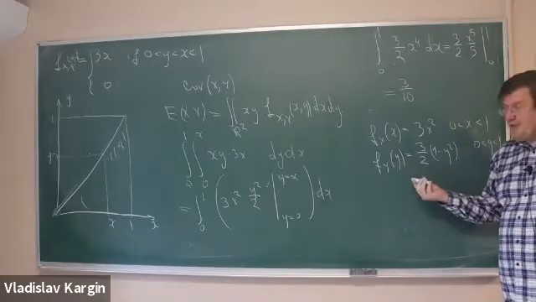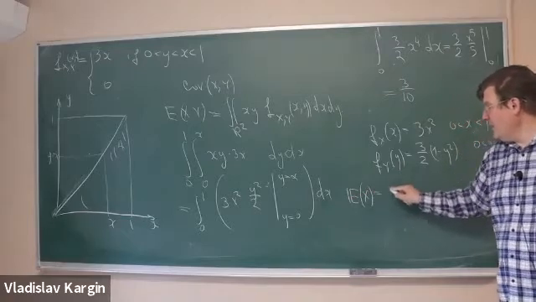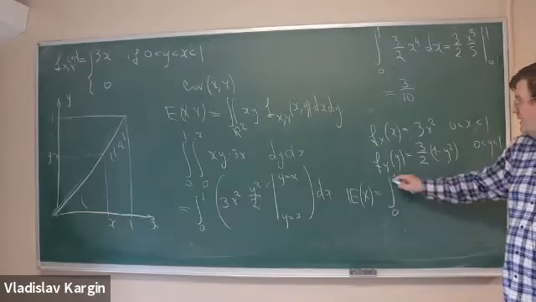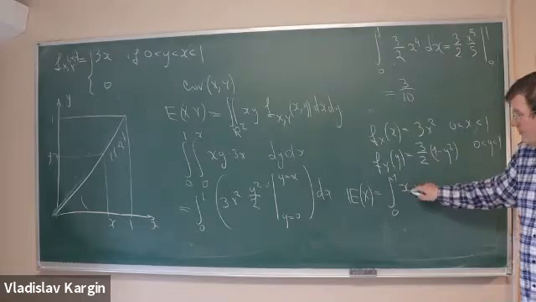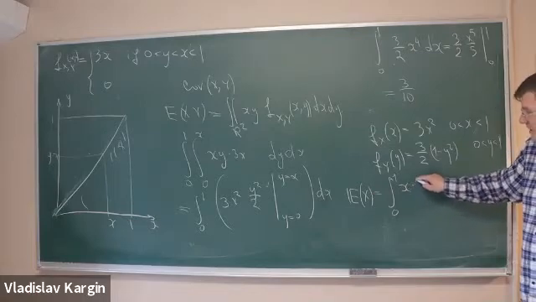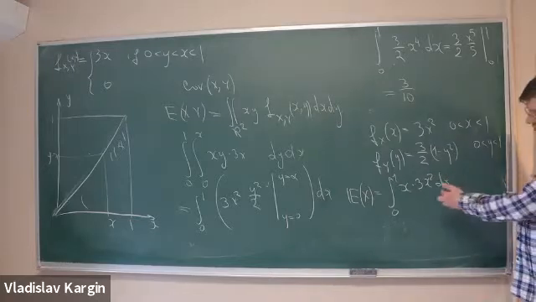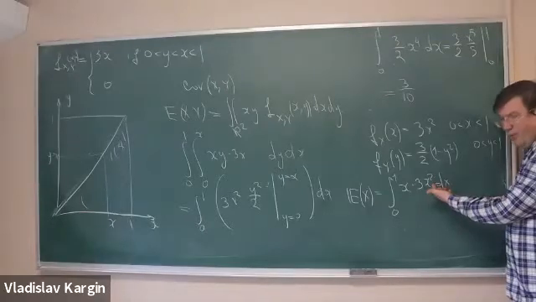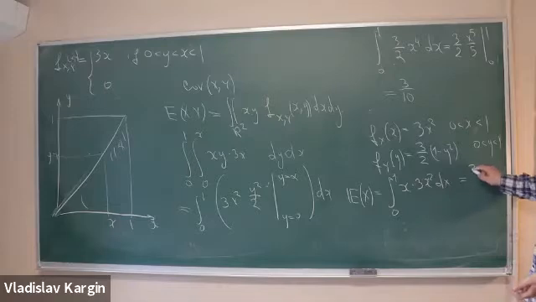If you have the marginal density, then you can write that E of X is equal to the integral from 0 to 1 of x multiplied by the marginal density, so multiplied by 3x squared dx. Here it will be x cubed, so the antiderivative will be x to the 4 divided by 4, evaluated from 0 to 1, so it will give you 3/4.